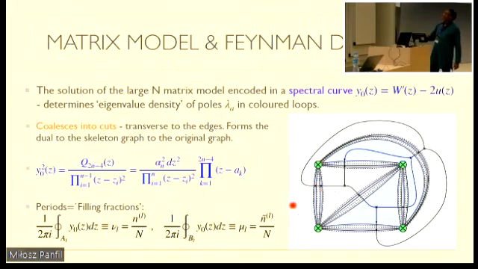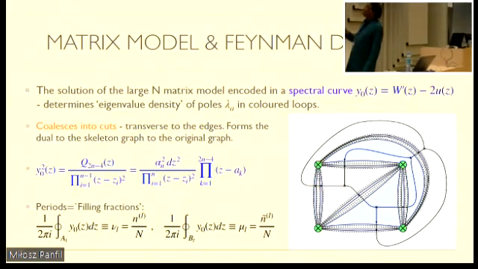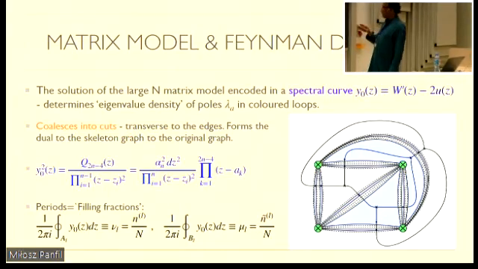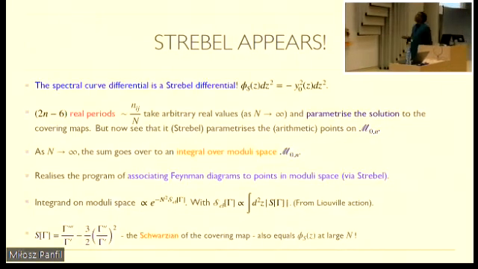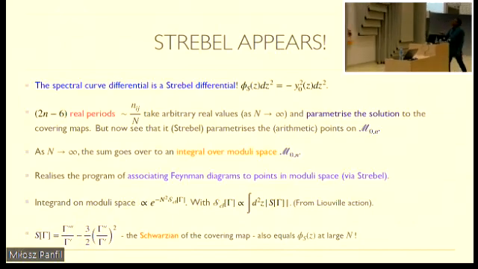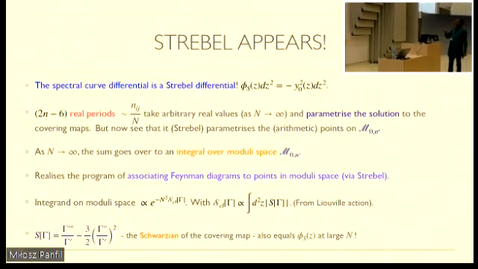They just count the number of Wick contractions transverse to this cut. So by construction, you almost see that for large n, what you have is the Strebel differential coming out of the matrix model curve. And these periods, they take real values. They are just essentially the number of Wick contractions.